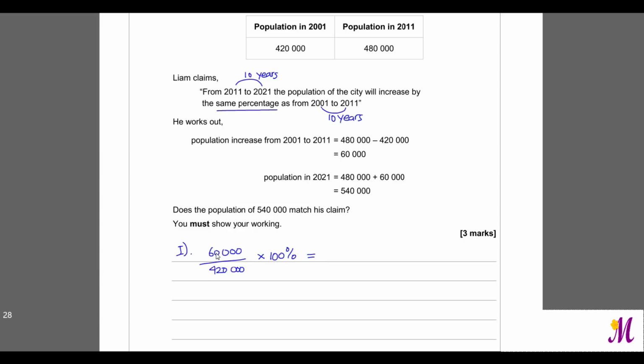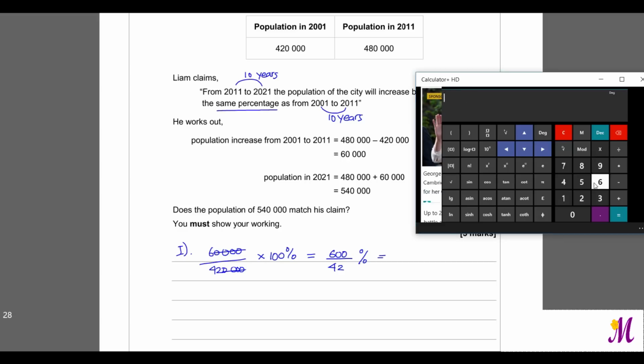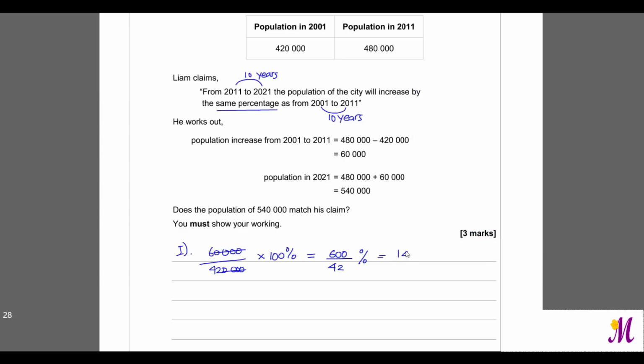And let's see if we can cancel these zeros and these zeros. So we have 600 divided by 42, and it has percentage. Let's use our calculator. 600 divided by 42, we have 14.285 something. So let's make it into 2 decimal places. So it's 14.29%.